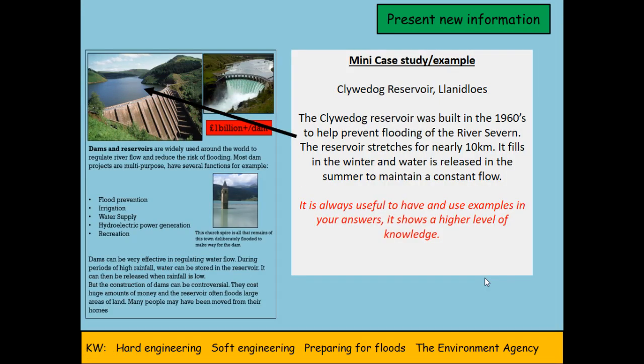So, unfortunately, I've picked a case study that's got a very difficult name. So this reservoir, Clywedog, I don't know how to say it. I don't speak Welsh. I can't pronounce Welsh words. So if anybody does know how to pronounce this, please let me know. It was built in the 1960s to help prevent flooding in the River Severn. Now, the River Severn is the river that flows in between Wales and England. It has its mouth at around the Bristol area.